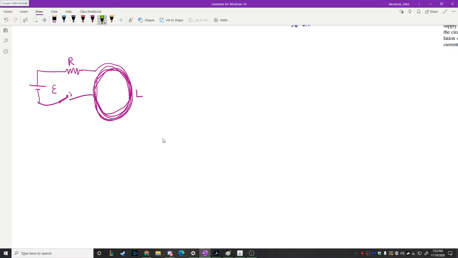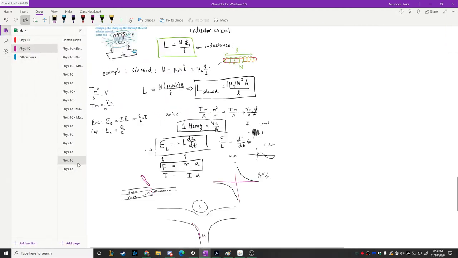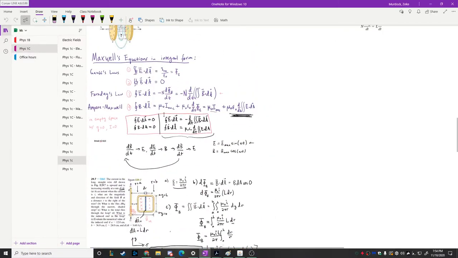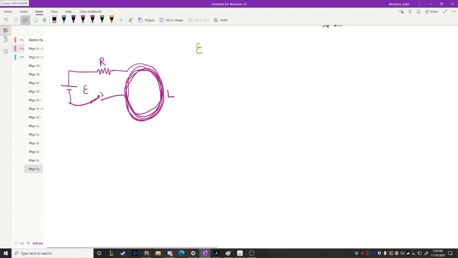From Faraday's law, you'll notice that Kirchhoff's law is not one of Maxwell's equations, right? Remember last time we discussed what Maxwell's equations are? Yeah, there they are. And there's Faraday's law right there, right? You don't see Kirchhoff's laws anywhere on this. There's no Kirchhoff's law, right? Well, it turns out that Kirchhoff's law is a special case of Faraday's law, and I'll show you what I mean by that.